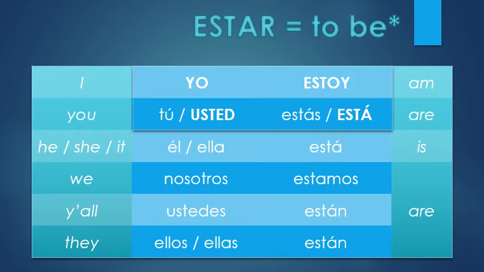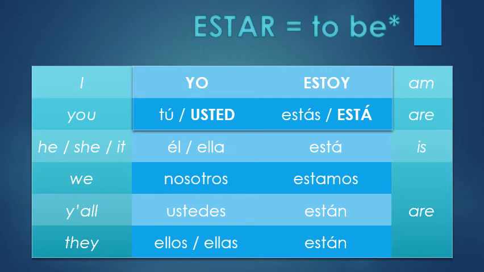So that's the different forms of estar. That's how you conjugate estar. Okay, let's practice real quick. Pause the video if you need to. How do you say I am? Yo estoy. Estoy. How do you say you are formally? Usted está. Está. How do you say y'all are? You all are. You guys are.